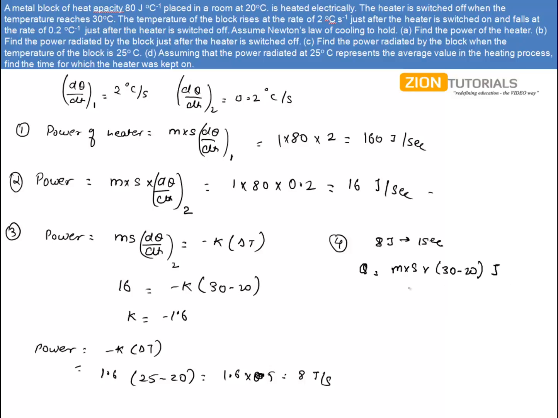Now I have to calculate the time in which the heater will produce this much heat. As I told you, 8 joules of energy is produced in 1 second, so this much energy is generated in, let's say, t seconds, and t is given by m s into 10 by 8. Substituting the value, I have s as 80, so 80 into 10 by 8 gives me 100 seconds. That is my answer.